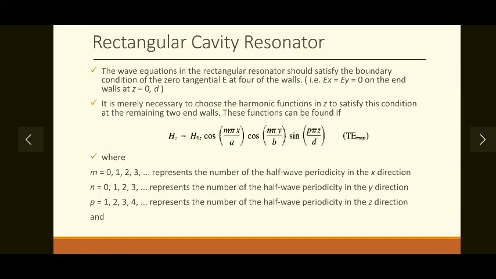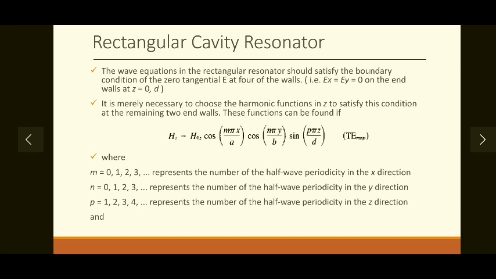The wave equations in the rectangular resonator should satisfy the boundary conditions of 0 tangentially at all the 4 walls. Previous or side walls I have already discussed in the waveguide. Now 2 more walls have been added, that is front and back. So Ex and Ey should be 0 on the walls Z is equal to 0 and D.